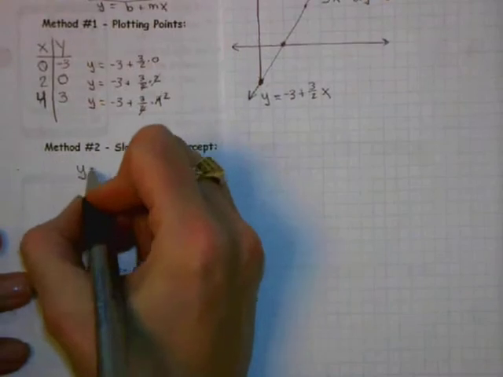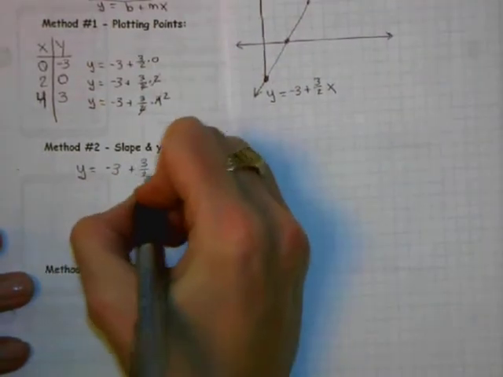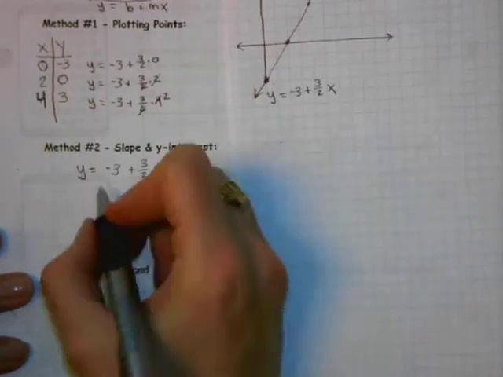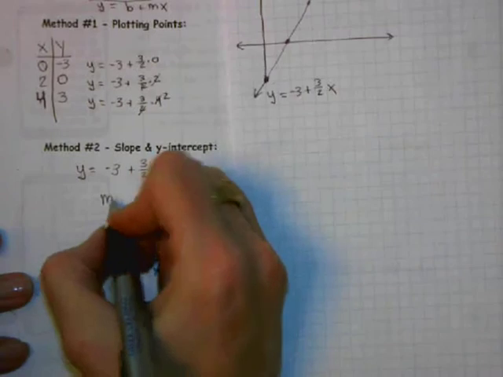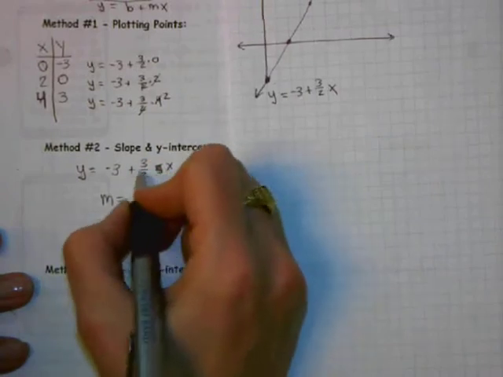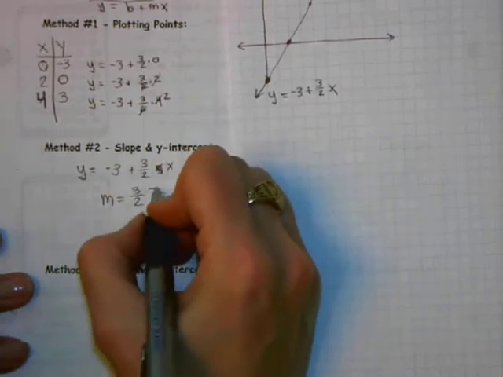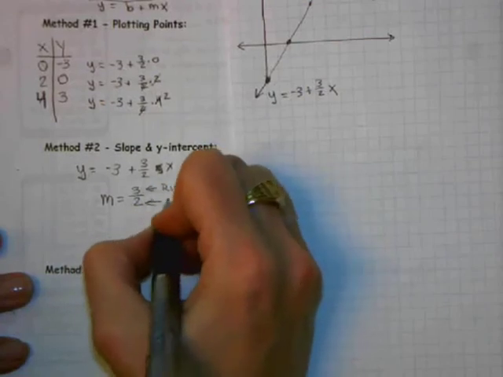Again, we have our equation, y equals negative 3 plus 3 halves x. It's helpful to remember which of these two numbers is the slope and which is the y-intercept. The slope, the m, is the coefficient, that's the number in front of the x, that's 3 halves. And remember that slope is rise over run.